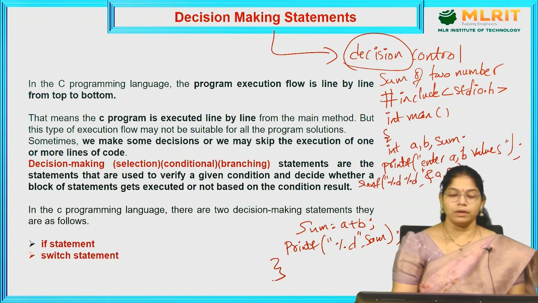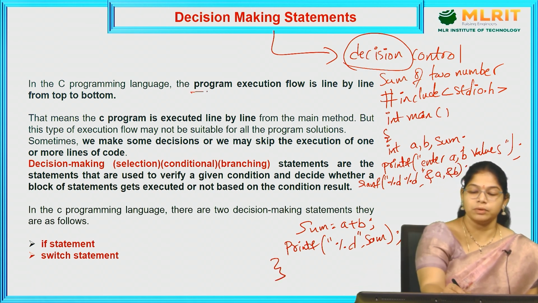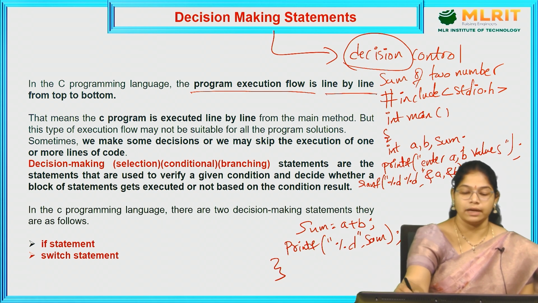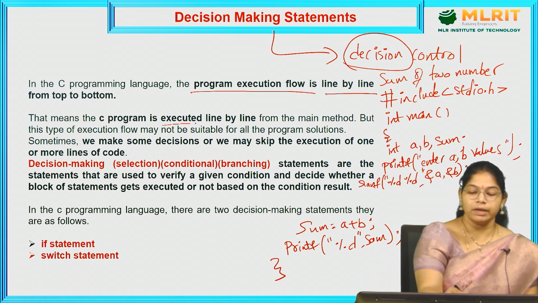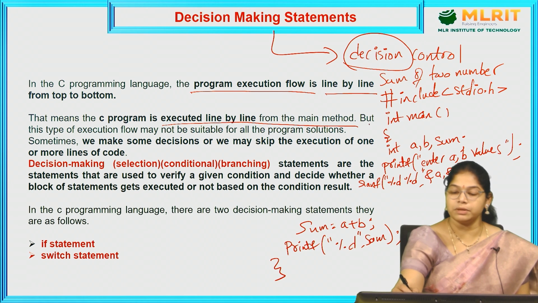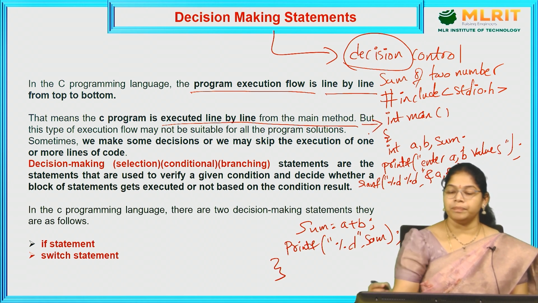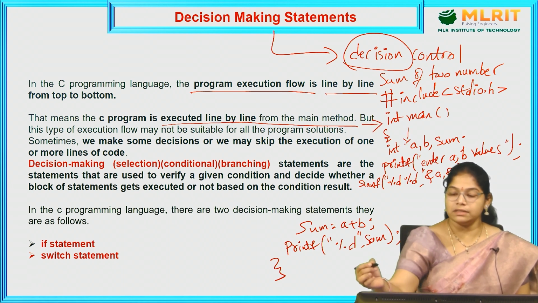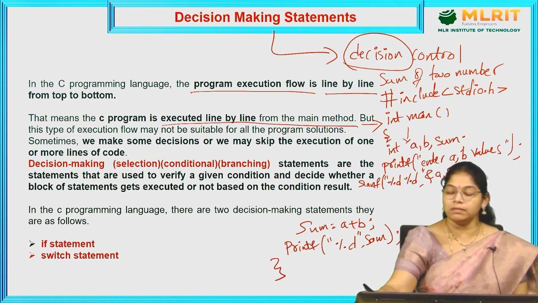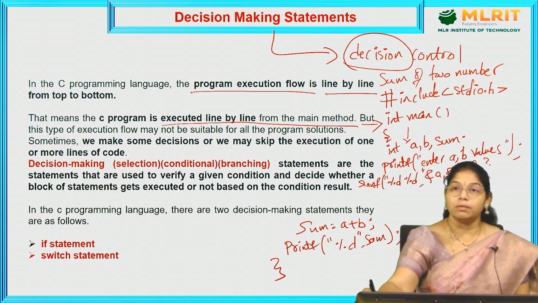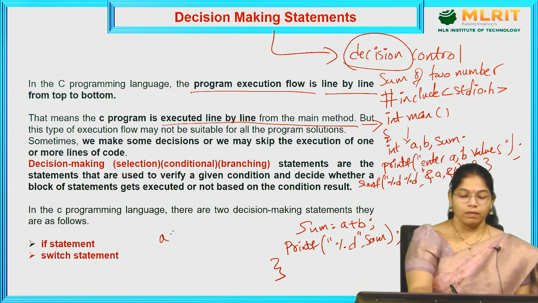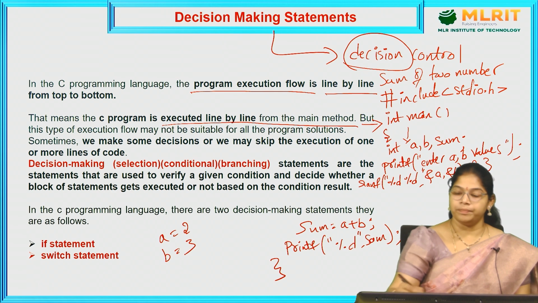This is a simple program in C in which the program execution flow is line by line, from the main method. Program execution always starts from the main method. The control reads the variables a, b, sum. Let us suppose the values of a and b are 2 and 3. Then sum is a plus b, where a is 2 and b is 3, so it gives the result 5.